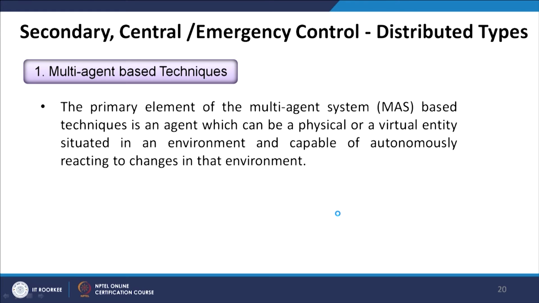Let us discuss multi-agent based techniques. The primary element of the multi-agent system based technique is an agent, which can be a physical or virtual entity situated in an environment and capable of autonomously reacting to changes in that environment.